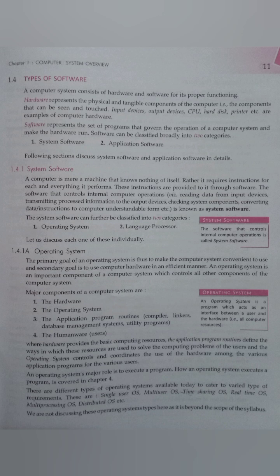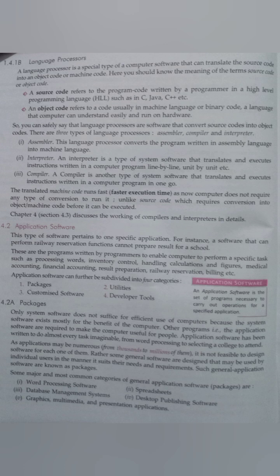Then types of software. We have 2 types of software, system software and the application software. System software can be further classified into operating system and the language processor. We have single user operating system, multi-user operating system, time sharing operating system, real-time operating system, and the multi-processing operating system, etc.